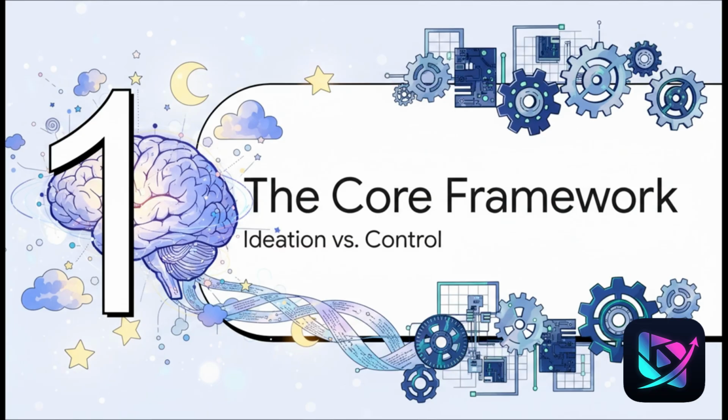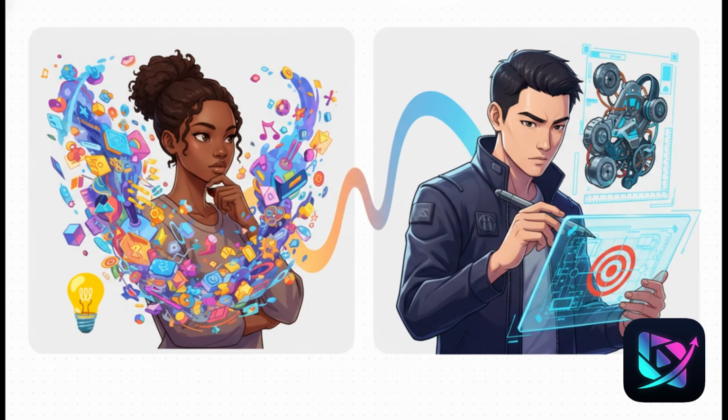And that brings us to the core framework you need to get this right. Understanding the huge difference between using these tools for ideation versus using them for control. Yeah, the whole decision really just boils down to these two completely different approaches. You've got text to video, which is your ideation workflow, and then you have image to video, which is all about control. So let's actually define what that means in practice.